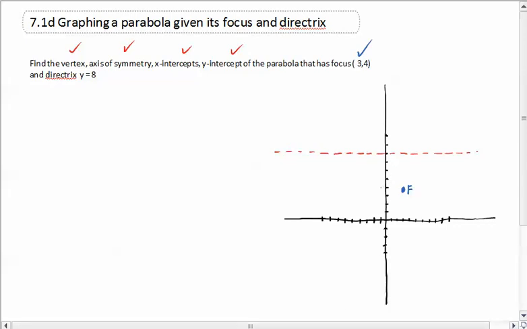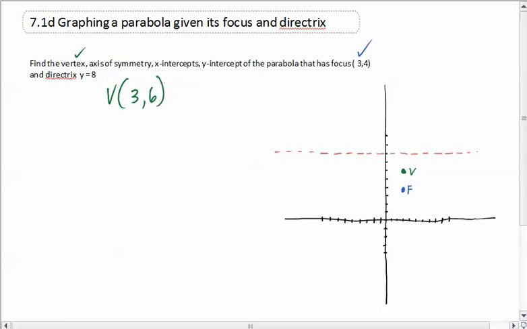So we have this at 4, 5, 6, 7, 8. So we know that the vertex would have to be right there, at over 3, up what? 2 away, because if there are 4 spaces between the directrix and the focus, then the vertex has to be exactly 2 spaces from each. So what are the coordinates of my vertex? My vertex is going to be over 3, up 6.